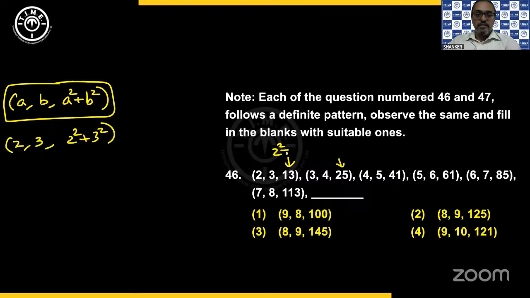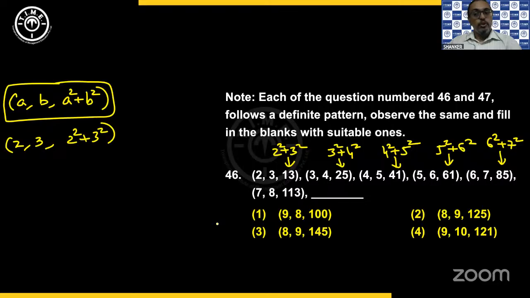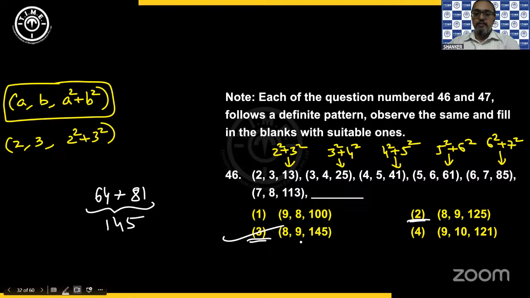Same way, look at the next. Then this is 3 square plus 4 square, 9 and 16. Then this is 4 square plus 5 square, 16 plus 25, 41. Then 5 square plus 6 square, 6 square plus 7 square, 7 square plus 8 square. So the next should be 8 square plus 9 square, because 2, 3, 3, 4, 4, 5, 5, 6, 6, 7, 7, 8, 8, 9. I need to check whether it is the third option or the second option. What is 8 square plus 9 square? 8 square is 64, 9 square is 81. So basically it is 145. So I get my answer: third option.